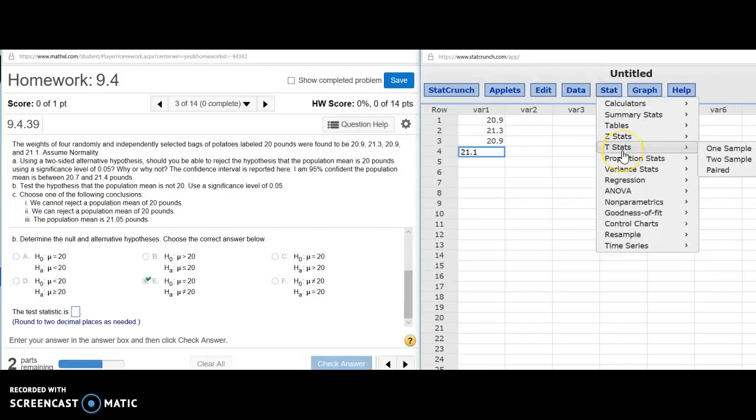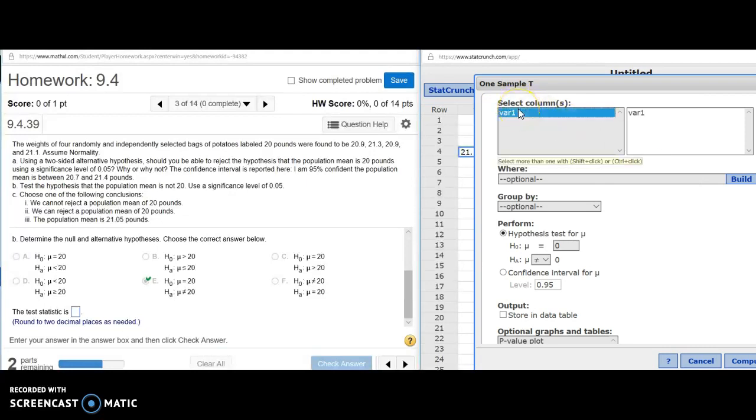Stat, T Stats, One Sample. Again, T Stats is when I'm testing the mean. Proportion stats is when I'm testing the proportion. Those are the only two that we use in this class. So one sample, and then I have data. My data is in var 1.